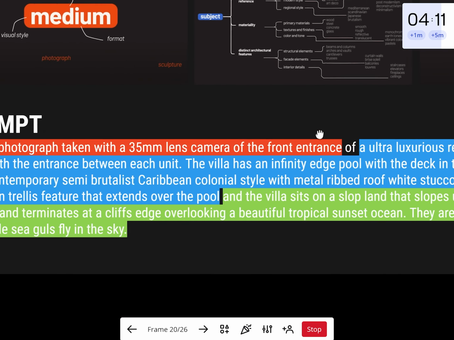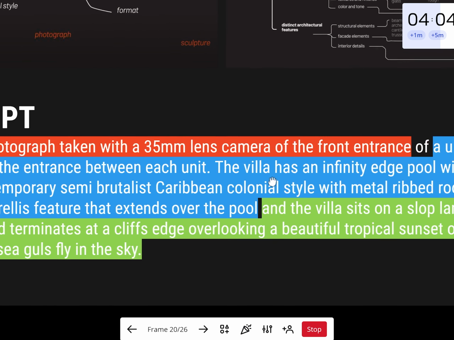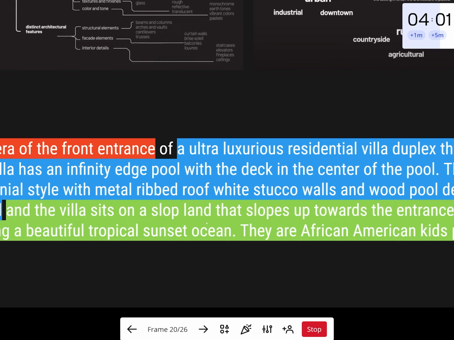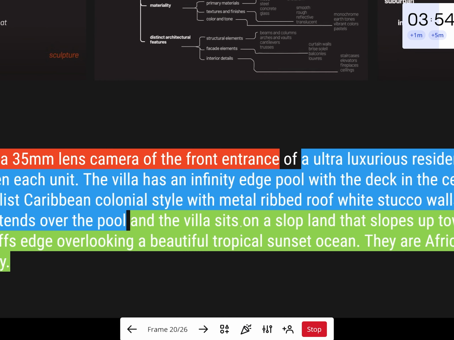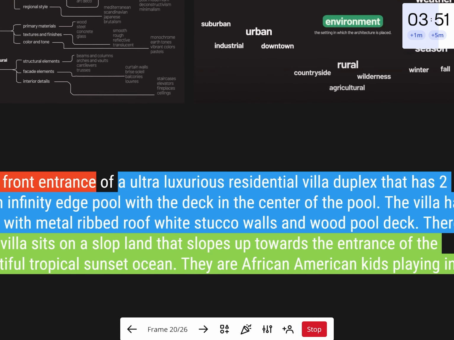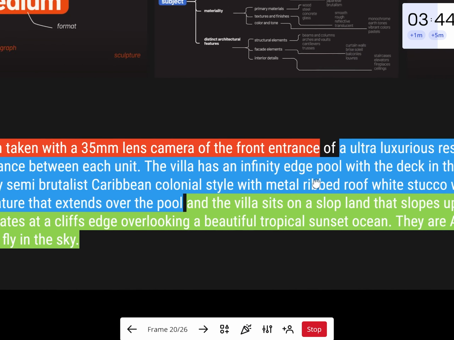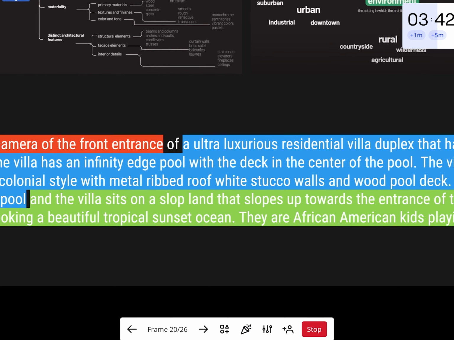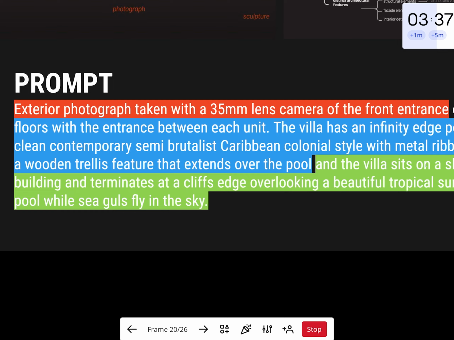So for example, this is what I asked AI: give me an exterior photograph taken with a 35mm lens camera of the front entrance of an ultra luxurious residential villa duplex that has 2 floors with the entrance between each unit. The villa has an infinity edge pool with a deck in the center of the pool. The villa is a clean, contemporary, semi-brutalist Caribbean colonial style with ribbed roof, stucco walls, and a pool deck. There is a wooden trellis feature that extends over the pool.